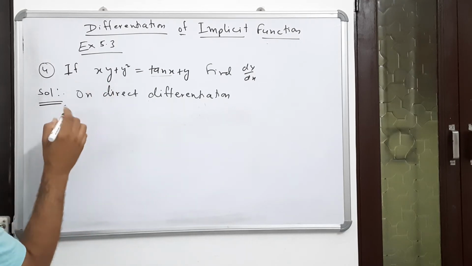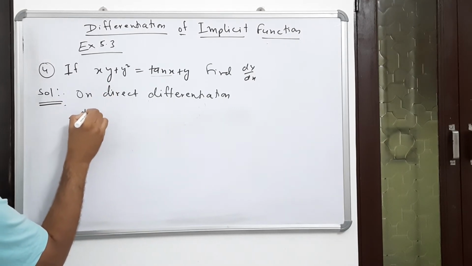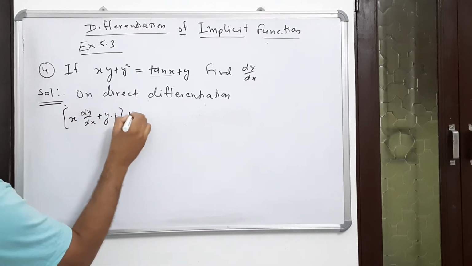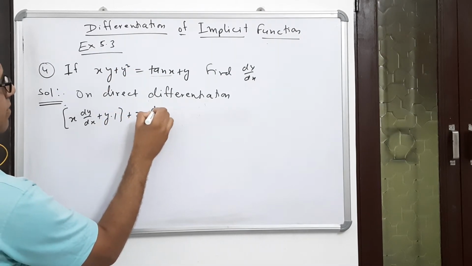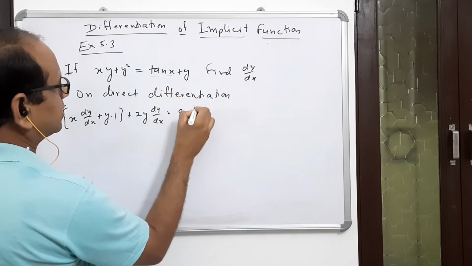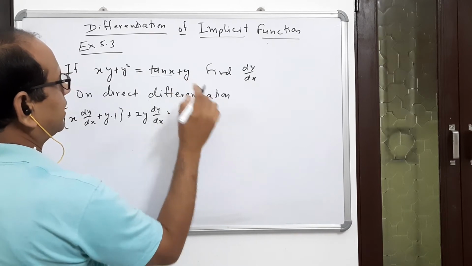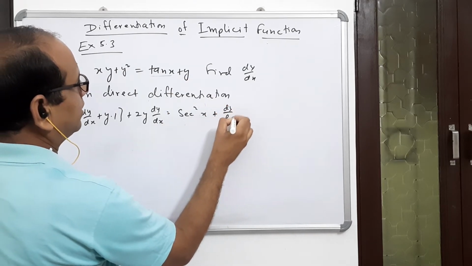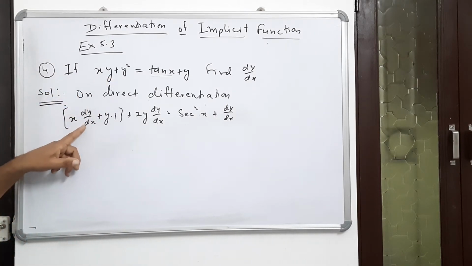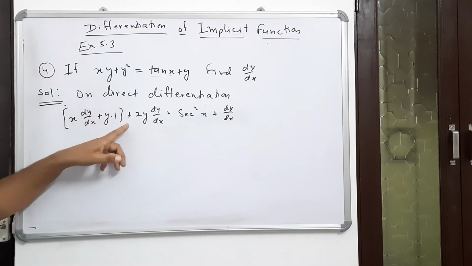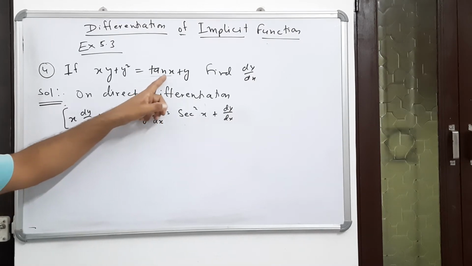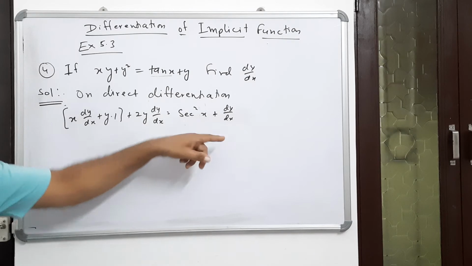So the derivative of xy is x dy by dx plus y dot 1. This is the product rule. Plus the derivative of y square is 2y dy by dx, equals the derivative of sin x, which is cos x, plus the derivative of y, which is dy by dx. So you see the first important step. Again, x dy by dx plus y dot 1 plus 2y dy by dx equals cos x plus dy by dx.